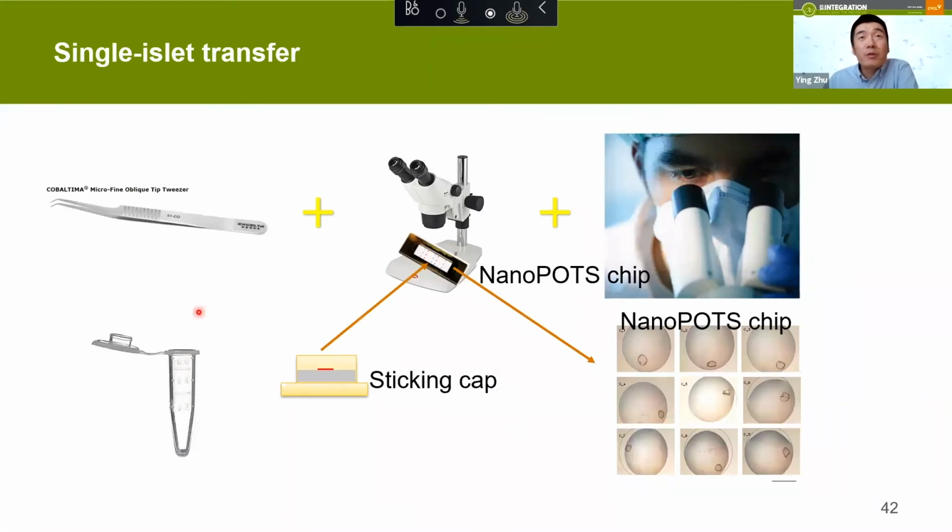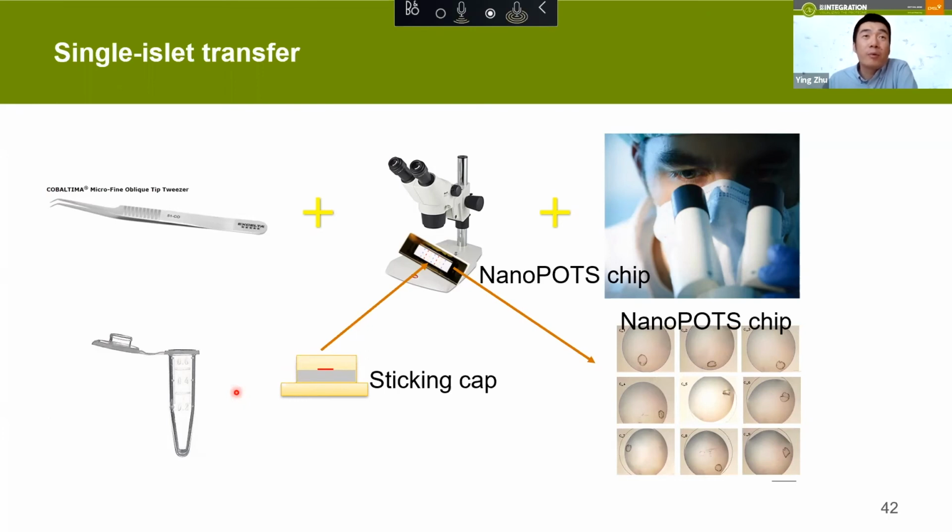we will do the manual transfer because the well is very small. We have to find a way to put these small pieces of tissue into our nanowires. What we do is we have ultra fine tip tweezers, and we use a stereo microscope, and we find each islet and manually pick each islet from the cap into the nanowires. So we do this a lot.